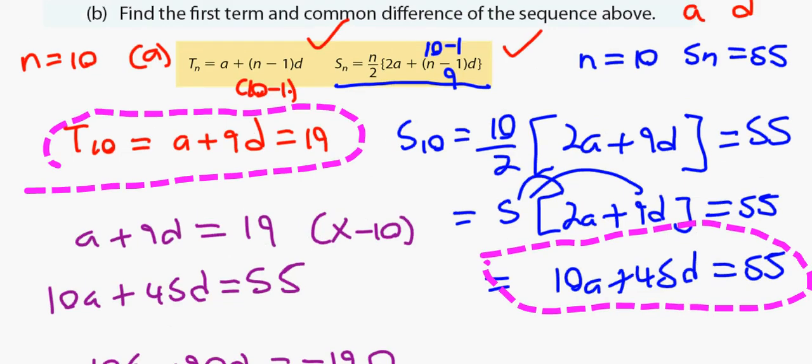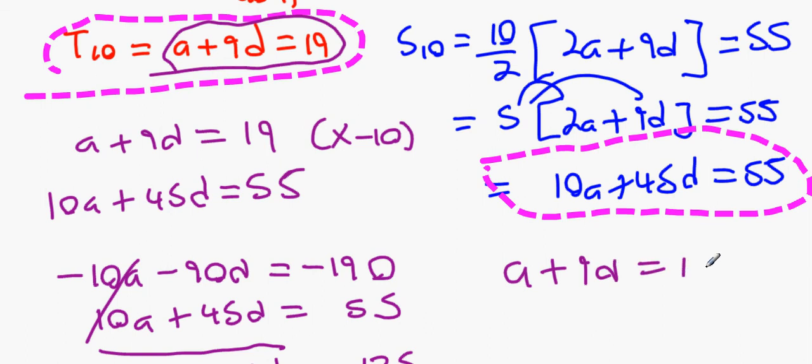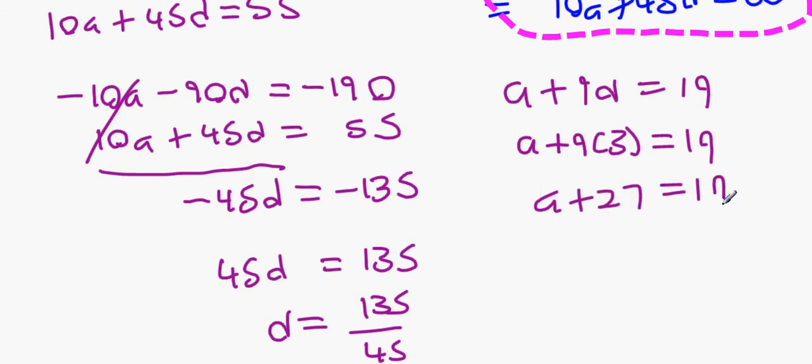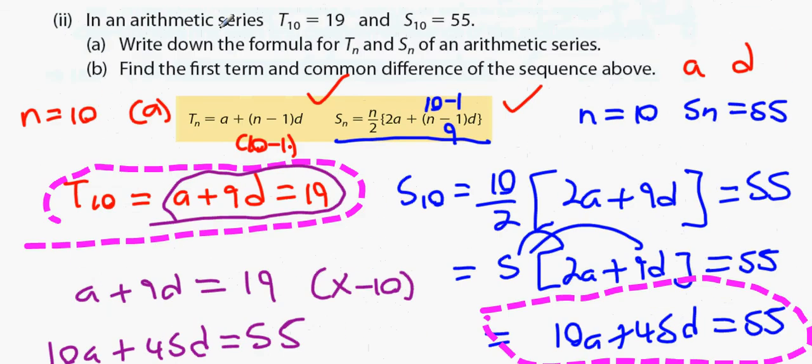Now that we know that D equals 3, we can use one of these formulas. We're going to use T10. So we know that A plus 9D equals 19. And what we know about D is that D is 3. So it's A plus 9 multiplied by 3 is 19. A plus 27 equals 19. Bring over the 27 to the other side. A equals 19 minus 27. A equals minus 8. Okay, so A is minus 8 and D is 3. And that is that question answered.